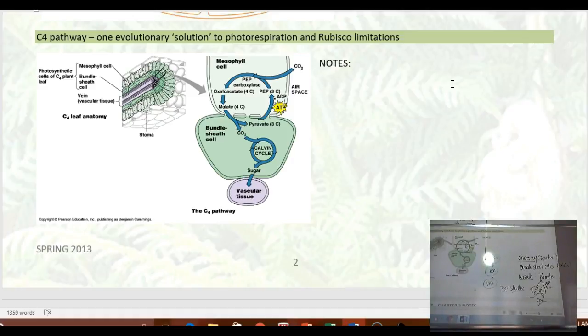Well, guess what's going on in the bundle sheath cell? The C3 pathway. And guess who's there in the C3 pathway? Rubisco. But this thing is driven by something called PEP carboxylase.